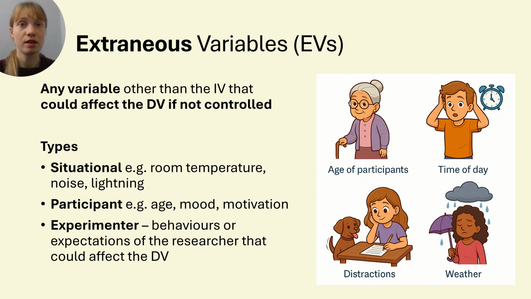Extraneous variables are any other factor apart from the independent variable that could influence the dependent variable. There are different types of extraneous variables. Situational variables are aspects of the environment that might influence the results, for example, room temperature, noise, lighting. Participant variables, or individual differences, are characteristics of participants that might influence the results, such as age, mood, motivation. And there's also experimenter variables, which are behaviors or expectations of the researcher that could unintentionally affect the dependent variable. If these aren't controlled, they could interfere with the results.